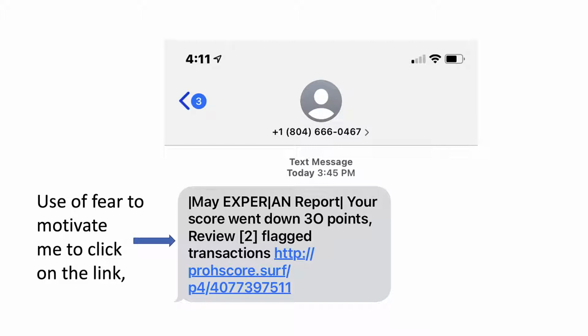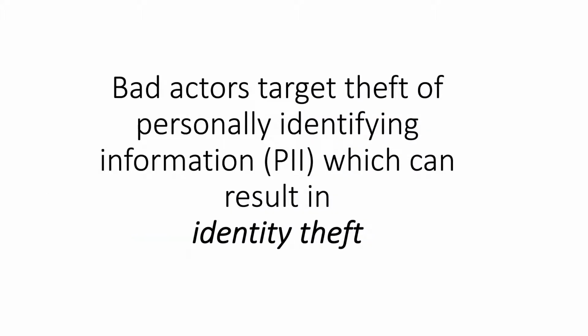So what are bad actors trying to get from you? Well, bad actors target theft of personally identifying information, that is PII, which can result in identity theft, among other things, but that's really the big one. And identity theft is essentially stealing your personal information to attempt to commit fraud. For example, bad actors can get loans in your name. They can pretend to be you and get your tax refund. There's a lot of things that can be done if a bad actor gains access to your personally identifying information.